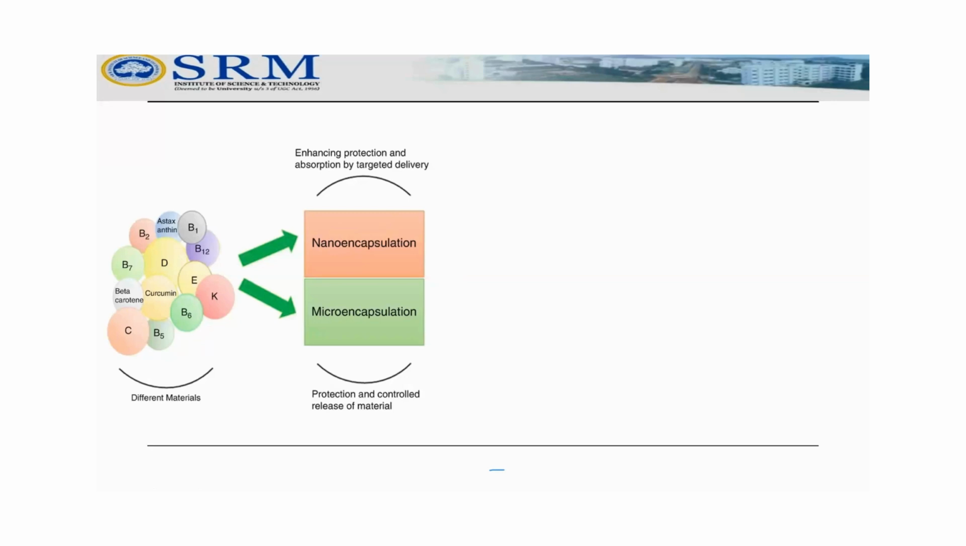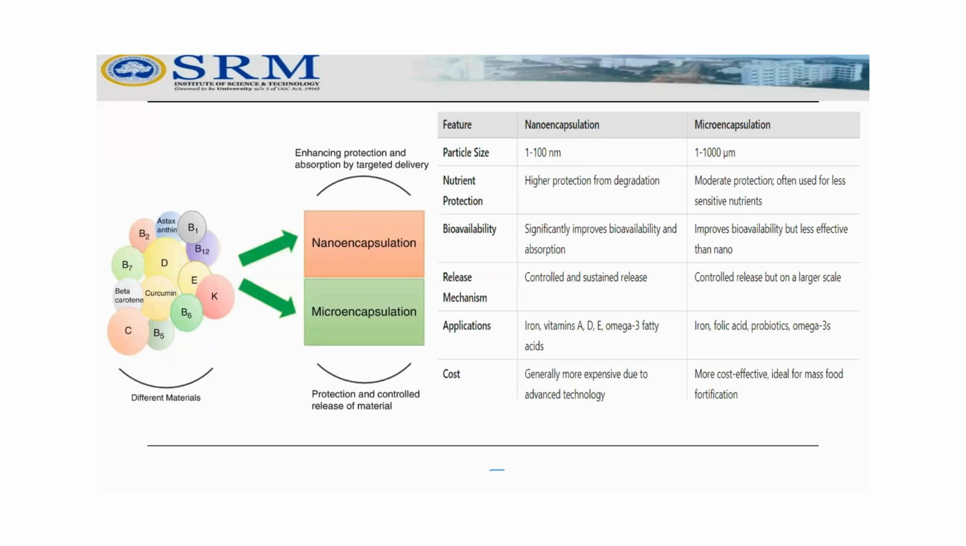As we know, if we are going for nano encapsulation, we have to convert the vitamin into a nano material. Then we can develop the nano encapsulated product. The difference between nano encapsulation and micro encapsulation with respect to particle size, then nutrient protection. The protection of nutrients from degradation will be very high in nano encapsulation when compared to micro encapsulation. Also, the bioavailability of nano encapsulation is improved significantly through absorption.